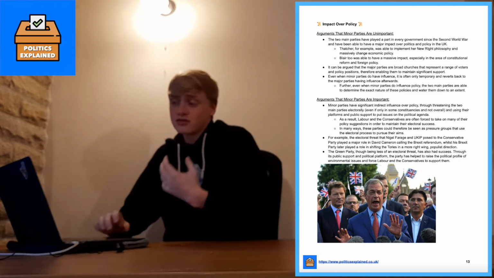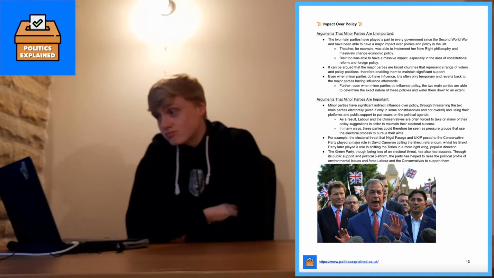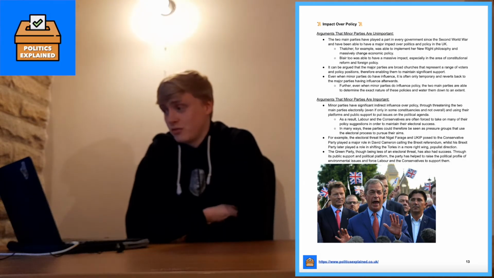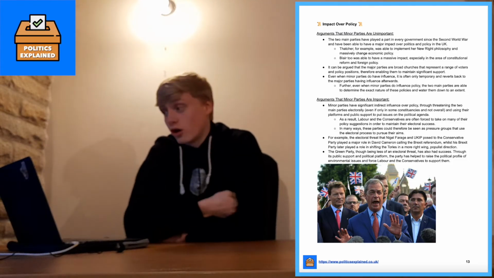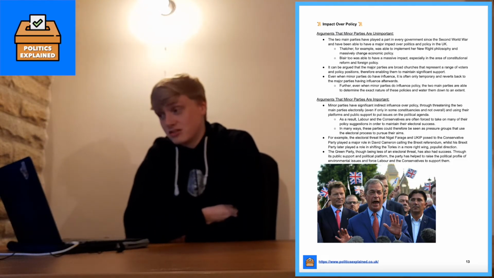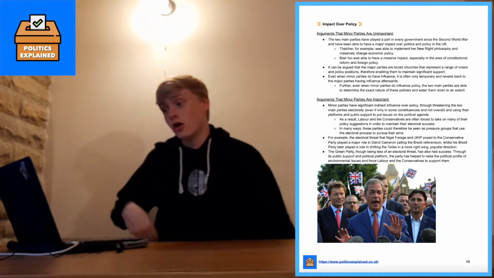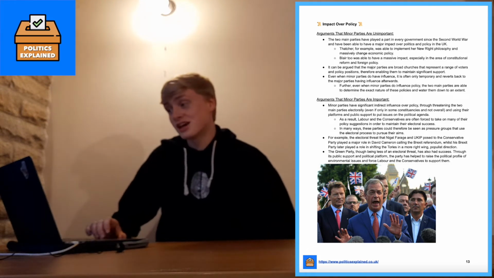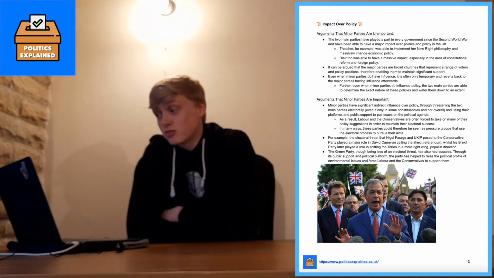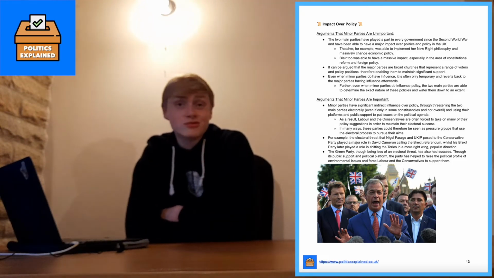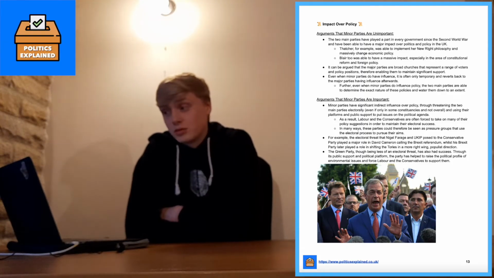On the other hand, there are some really persuasive arguments that minor parties are really important in terms of influencing policy. Minor parties have had significant indirect influence over policy through threatening the two main parties electorally, even if only in some constituencies and not overall, and using their platforms and public support to put issues on the political agenda. As a result, Labour and the Tories are often forced to take on many of the minor parties' policy suggestions in order to maintain their electoral success. In many ways, these parties could therefore be seen as pressure groups that use the electoral process to pursue their aims, rather than political parties that have an effective or realistic chance of forming a government.